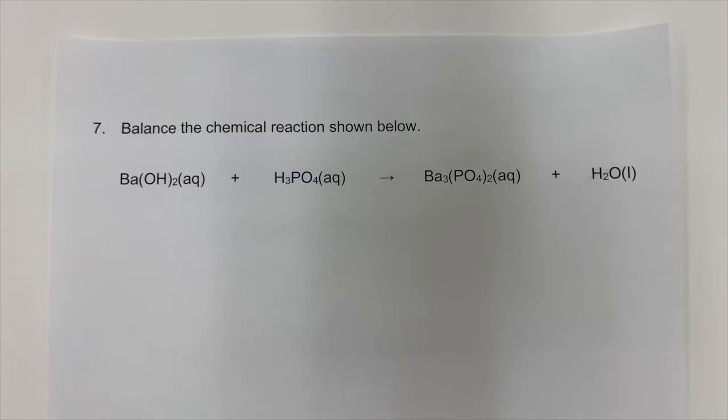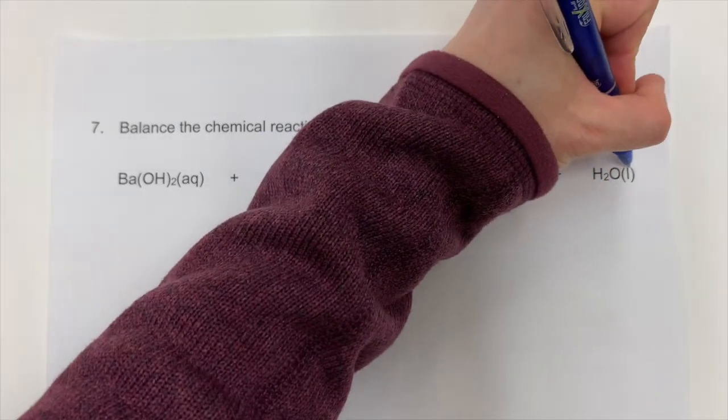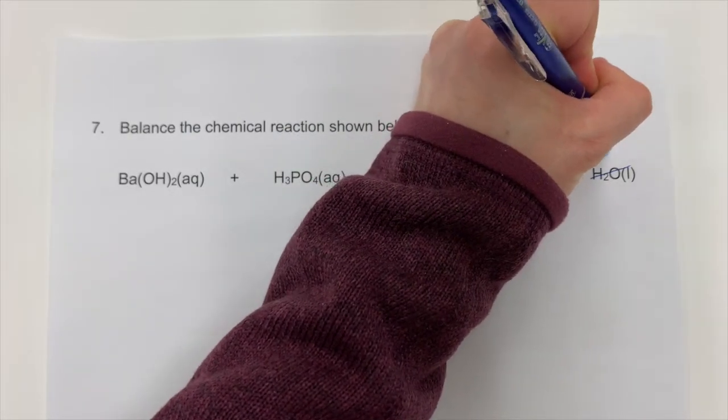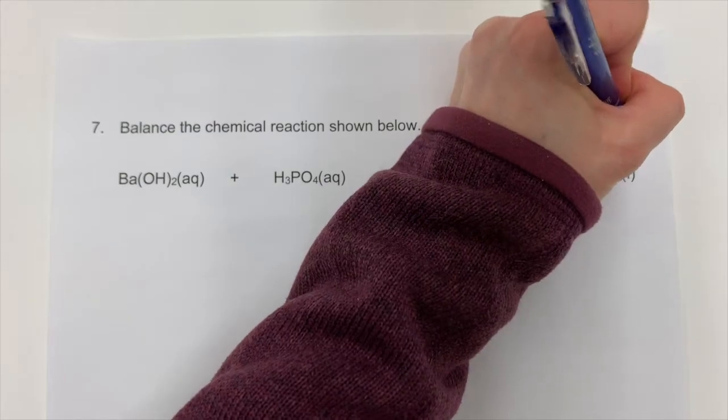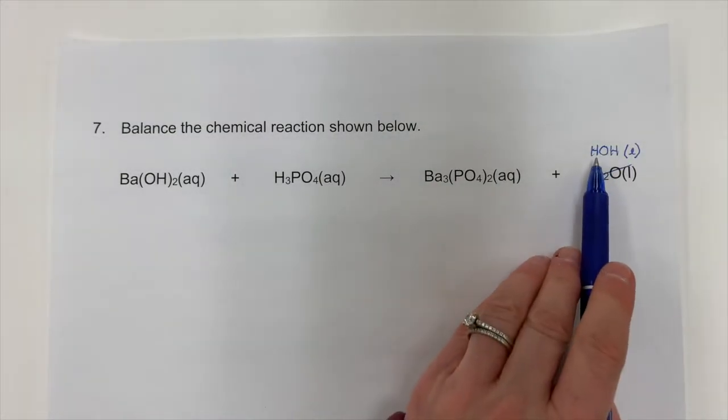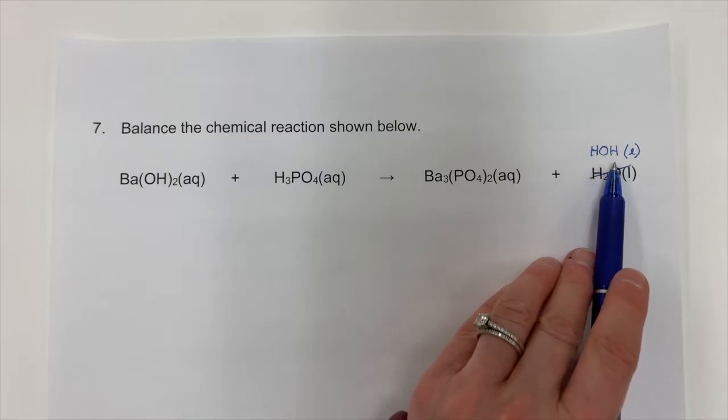This question asks us to balance the chemical reaction shown below. The equation looks really complex, but we're going to do one thing right away to simplify, and that's to change water, H2O, to HOH. There's still 2 hydrogens and there's still 1 oxygen, so it's still the same compound, but it's separating water in terms of hydrogen and hydroxide, which will make it a lot easier for balancing.